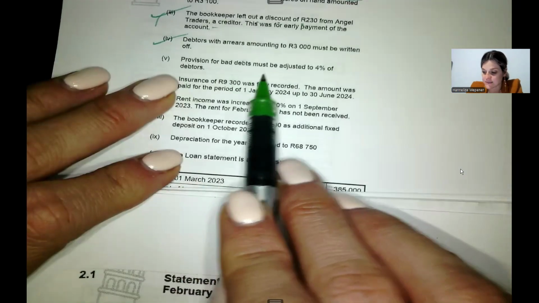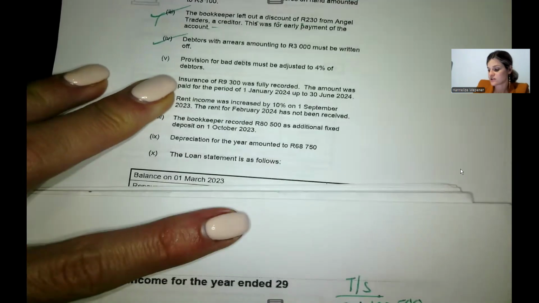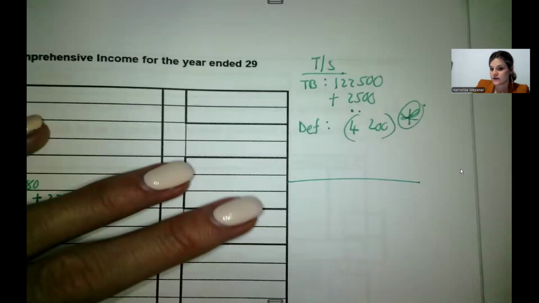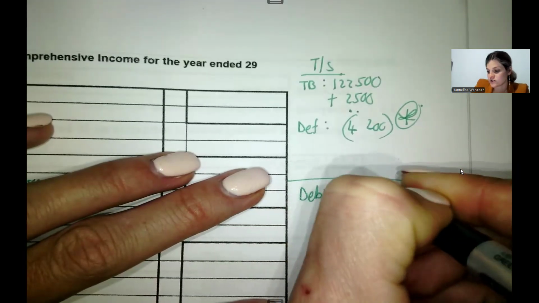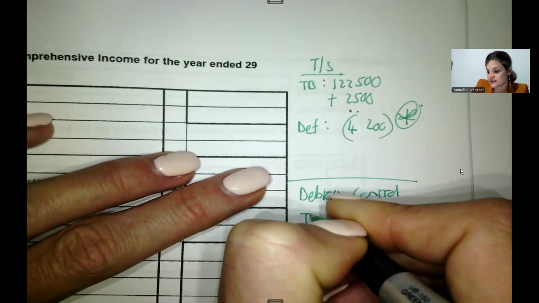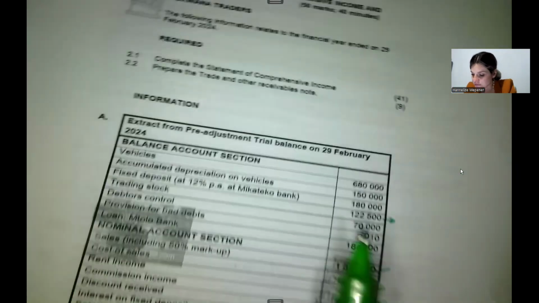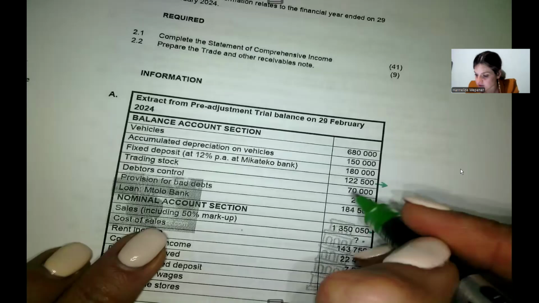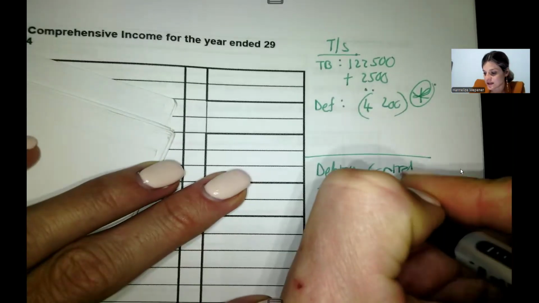Provision for bad debts must be adjusted to 4% of debtors. So in other words, you now need your debtors balance, so your debtors control. So we are going to start with the debtors control as per the trial balance, and that is, we go here, debtors control, 70,000 Rand. So we're going to use that 70,000 Rand now. That's our opening balance.